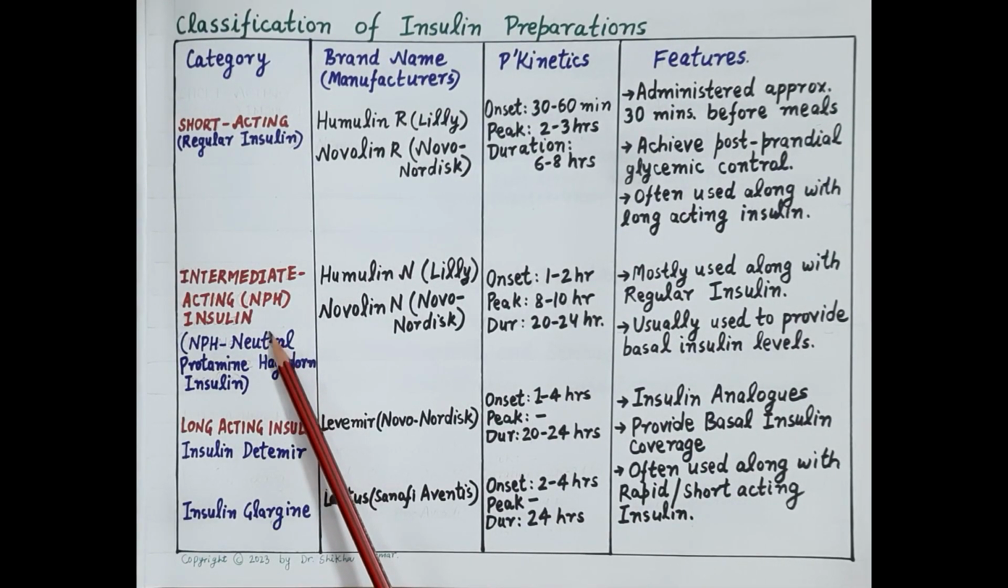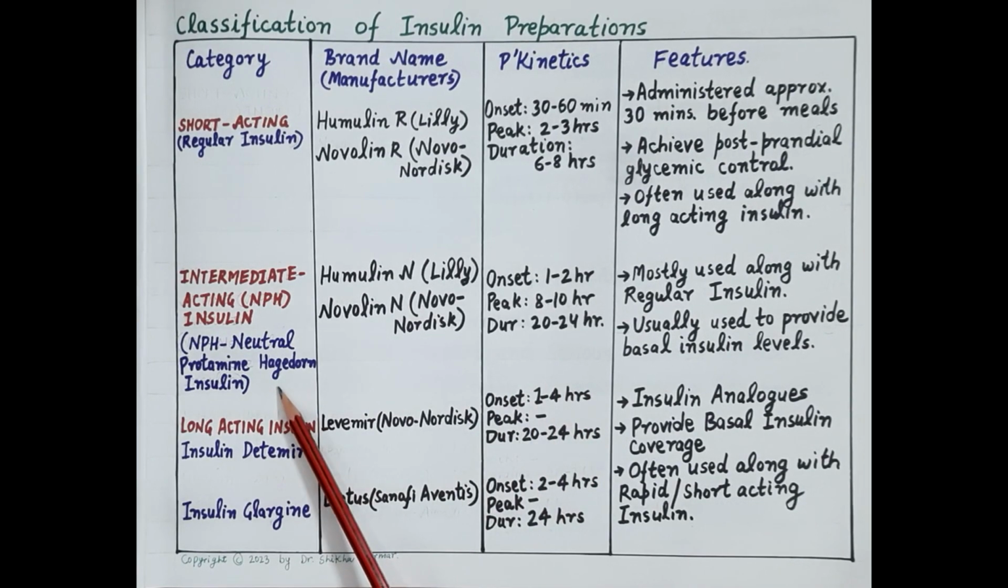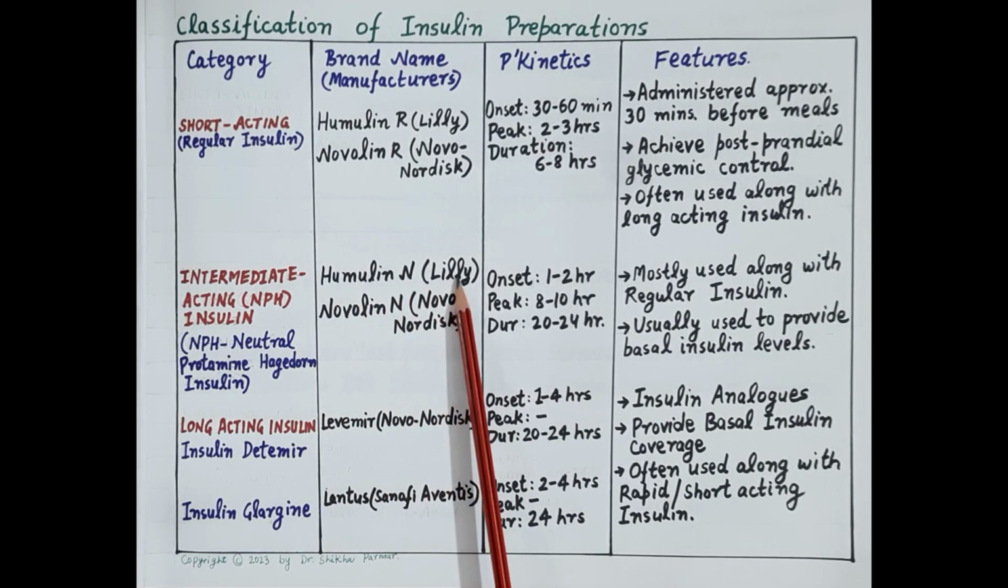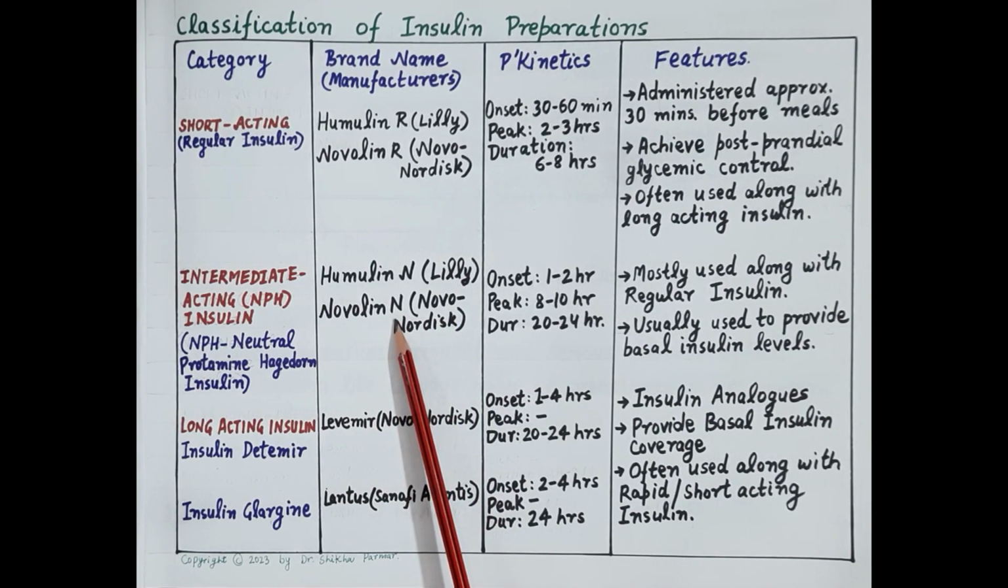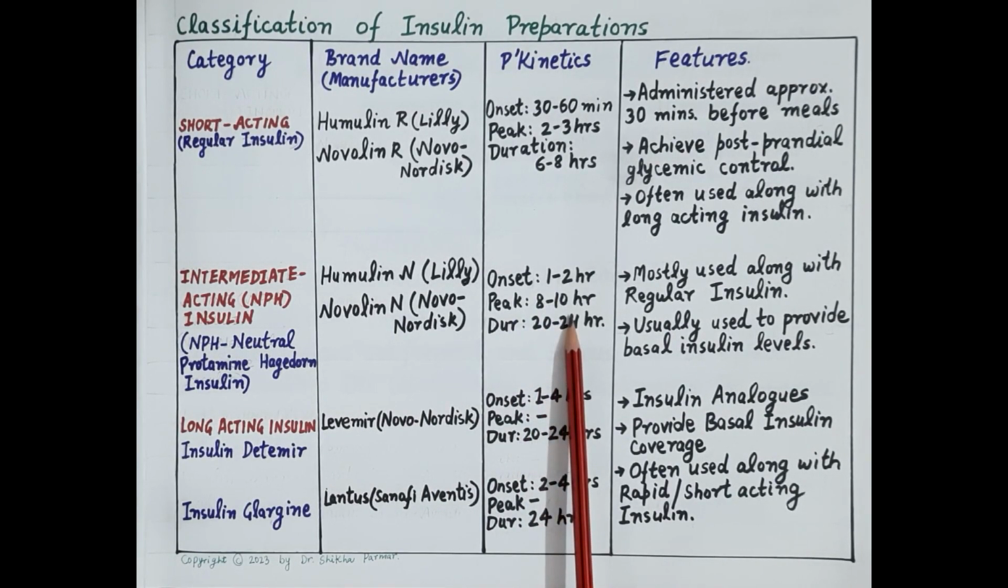Next is intermediate acting insulin, that is NPH insulin, where NPH stands for neutral protamine hagedorn insulin. Now, protamine is added to complex insulin molecules so that the complex dissociates slowly and remains effective for a long time. Now, this NPH insulin is available commercially by the brand names Humulin N manufactured by Lilly and Novolin N manufactured by Novo Nordisk, where N stands for NPH insulin. Now, as already discussed, onset takes around 1 to 2 hours and peak insulin levels are obtained in 8 to 10 hours after administration, and the duration of action is between 20 to 24 hours.